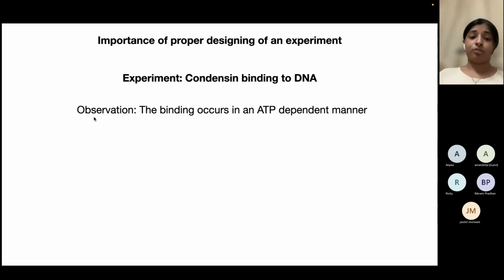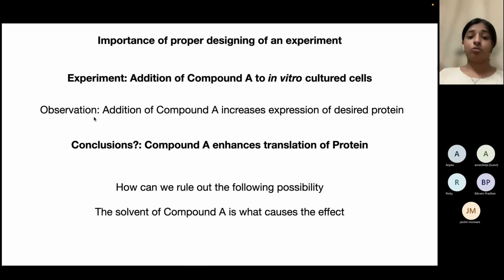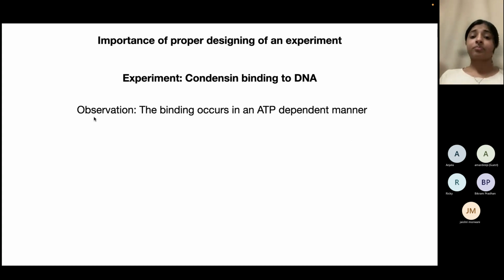This is why it is very important to set up proper controls for an experiment. Here, it can be ruled out by using something that we call the vehicle control, wherein if you're dissolving compound A in DMSO, then along with your experiment, there should also be a setup in which you add just empty DMSO to the cells. In there, if you do not see an enhanced production of your desired protein, then you can say, okay, it's because of compound A, it's not because of DMSO.